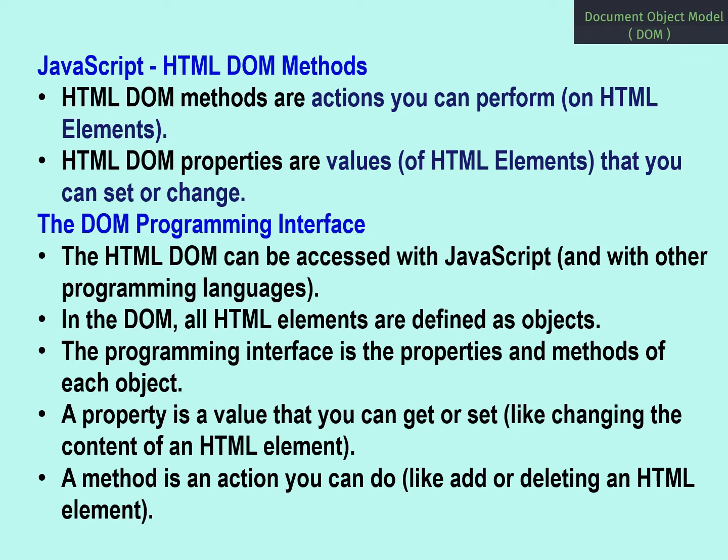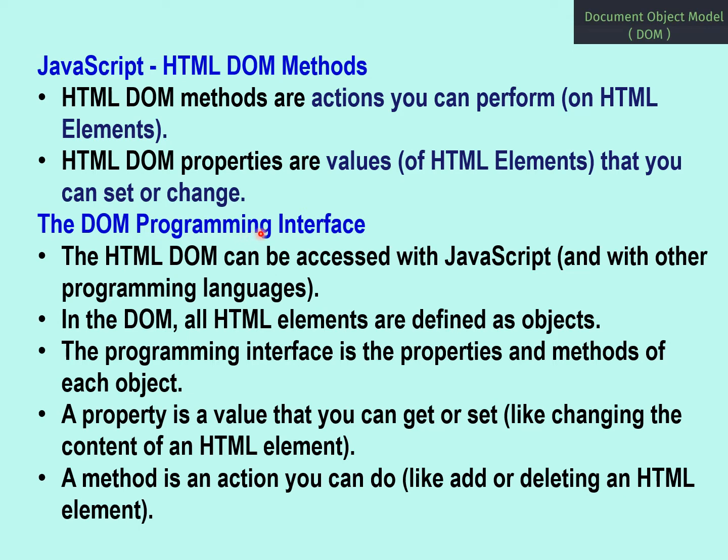Let us see some of the HTML DOM methods. HTML DOM methods are actions you can perform on HTML elements. HTML DOM properties are values of HTML elements that you can set or change. So methods are functions or actions that can be performed with different HTML elements, and properties are values that can be changed or set.